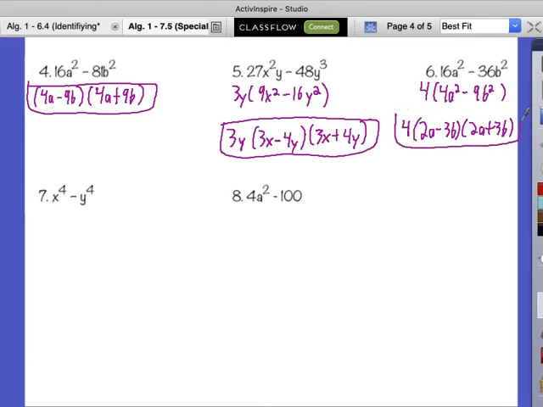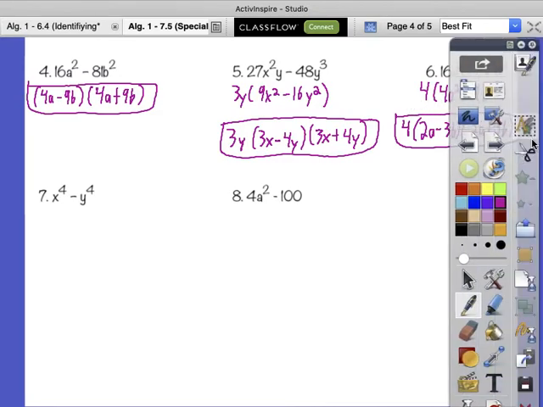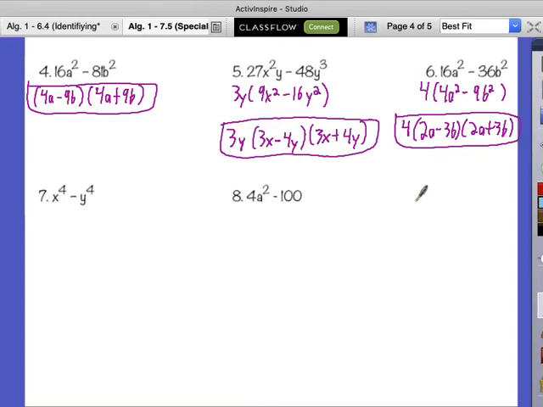Could we have started out the other way? Yeah, I'll show you. Great question. Ray's asking, Mr. Castle, 16a squared minus 36b squared, that's already a difference of 2 squares. Could we have started from there? Could I have just said the square root of the first is 4a minus the square root of the second, 6b, and the same thing, 4a plus 6b.